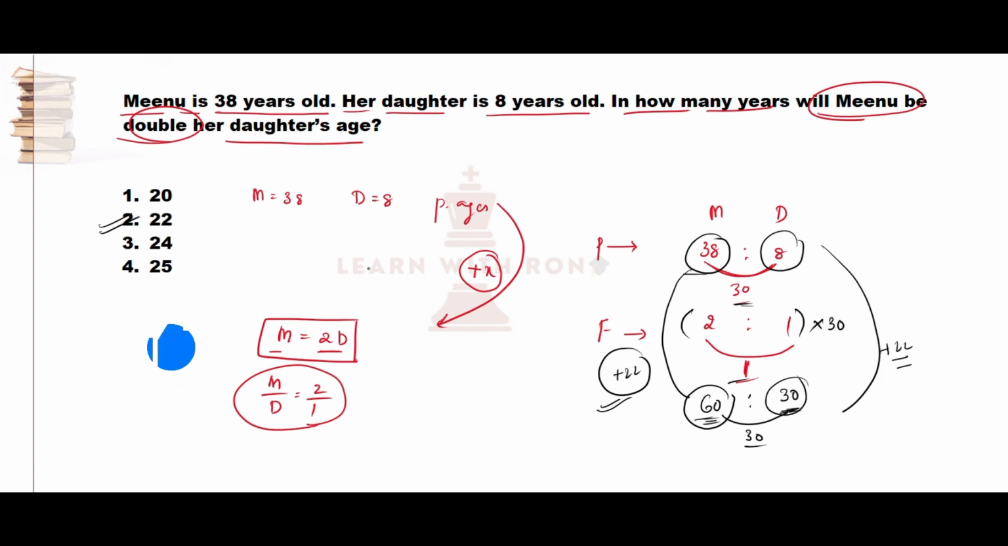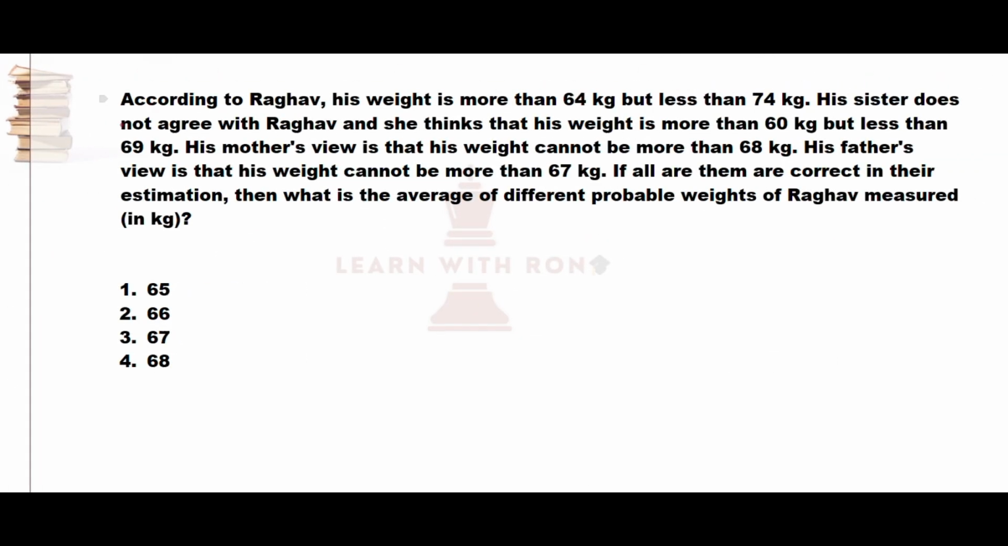Let's see the next question. See this average question. Here they have said, according to Raghav, his weight is more than 64 but less than 74. Let x be the weight of Raghav. So weight is in between 64 and 74. See here, x greater than 64 and x less than 74.